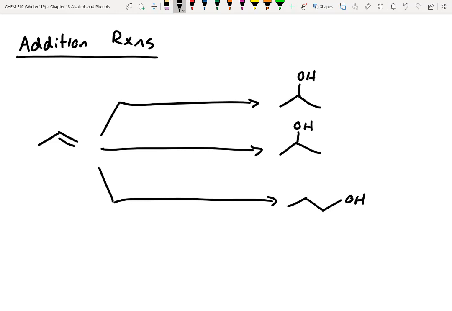All right, so the first one on the top, we could have done with water and some sort of catalytic acid. So that one's pretty easy. What's another option for getting your Markovnikov addition? Yeah, oxymercuration, demercuration, followed by reduction with sodium borohydride.